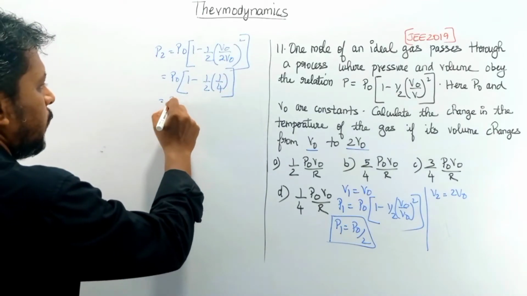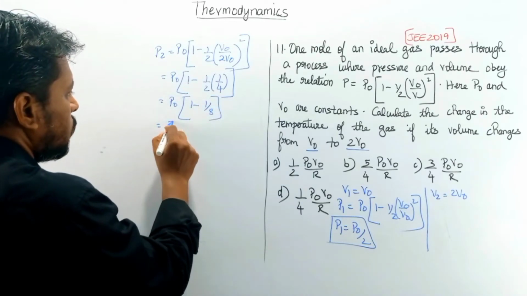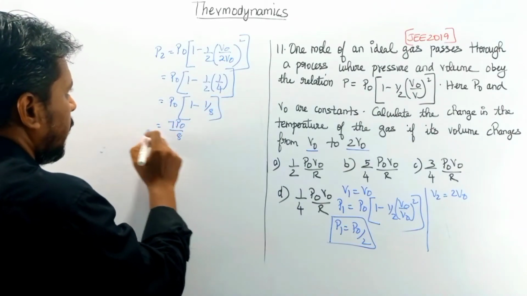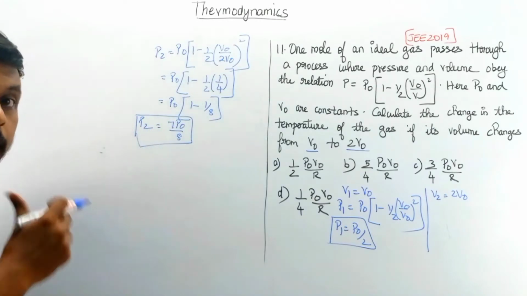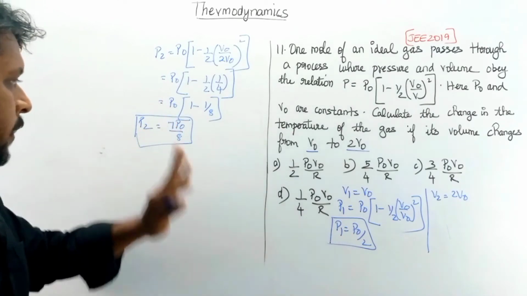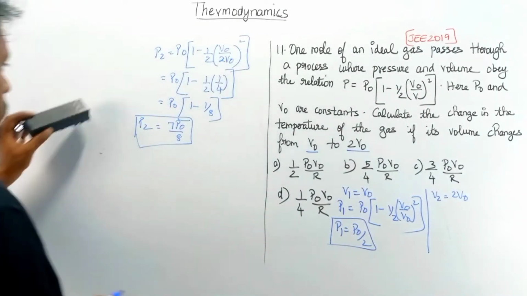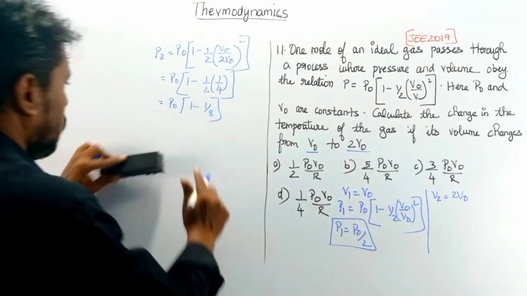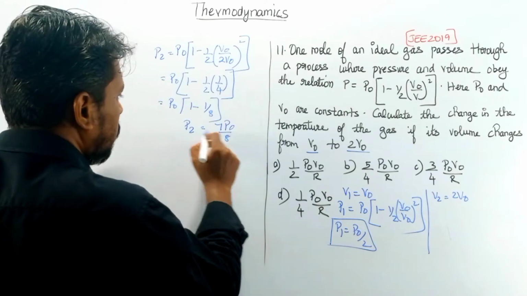So here it is P0. So 1 minus 1 by 8, so this will be equal to 7 P0 by 8. So here this P2 is equal to 7 P naught by 8. So we have found the value of P1 as P naught by 2, P2 as 7 P naught by 8. Okay, so let us write it in the corner. So we have got P2 is 7 P naught by 8.